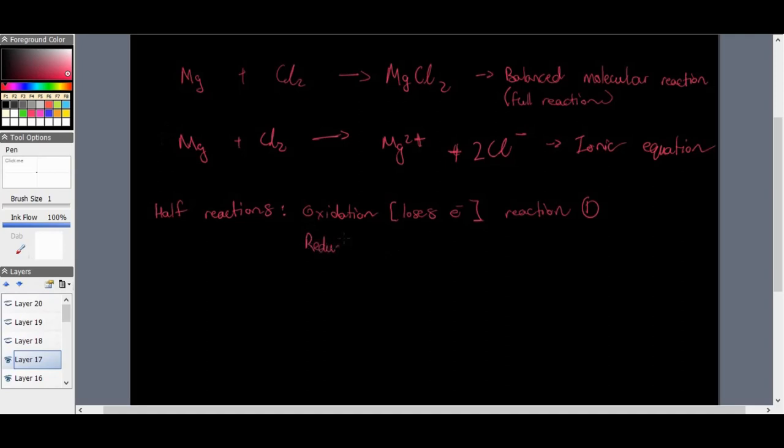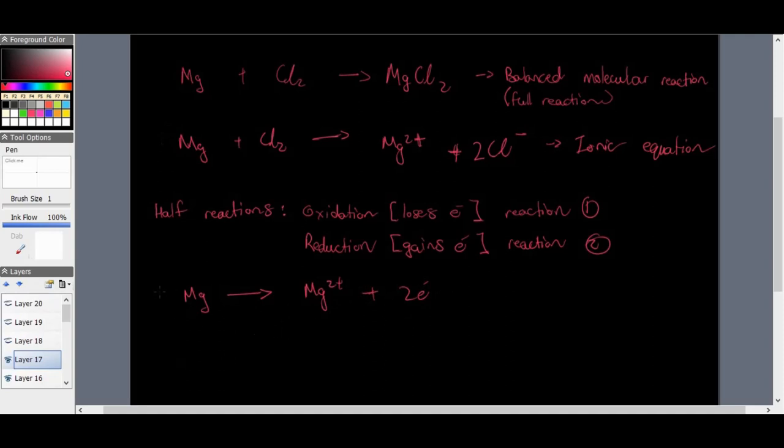And then we have a reduction reaction. And reduction, we know, gains electrons. So for the oxidation reaction, I can clearly see, I will write it out like this. Mg tends to Mg2+ plus 2 electrons. Meaning I lost them, right? I became positive, right? I lost them all.